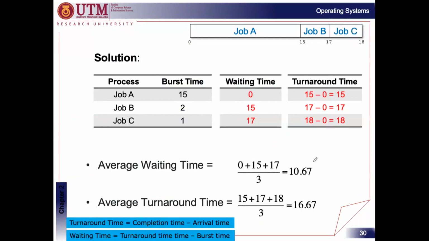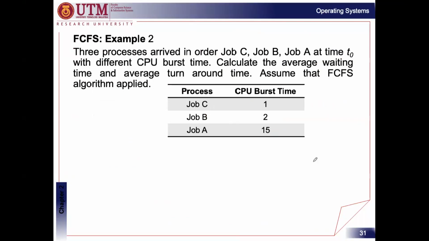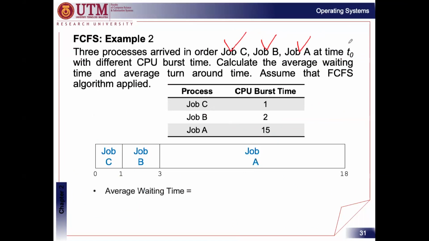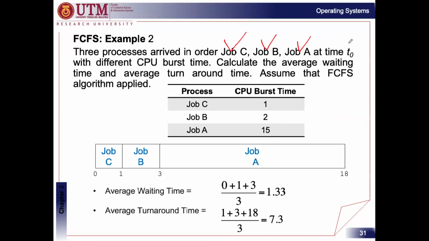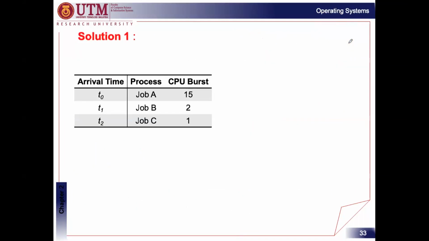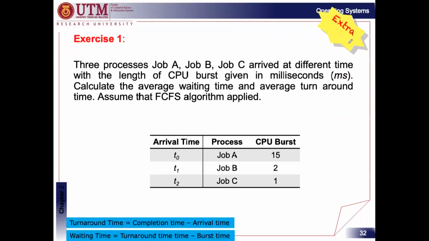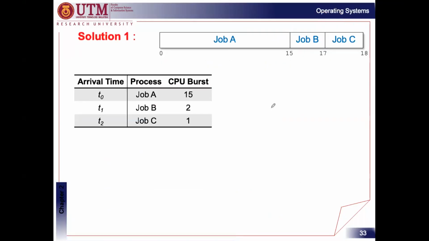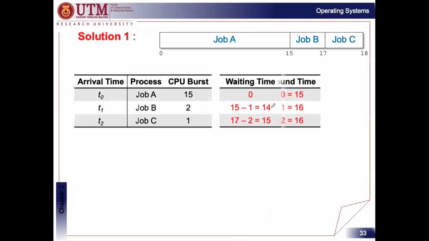And then for example 2, they have a different sequence. Please check that also. And then there is an extra example: three processes arrive at different times with CPU bursts. This is also exercise 1, some extra, with a solution. You can go through that and double check.